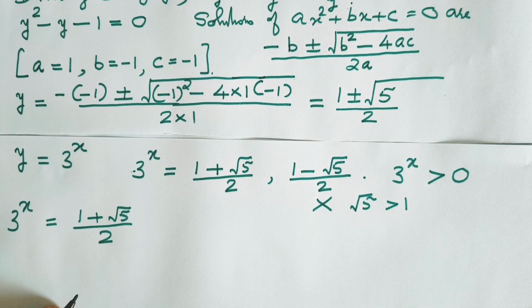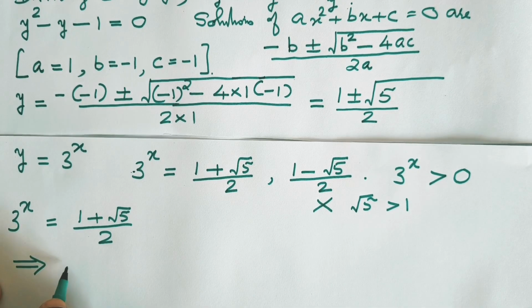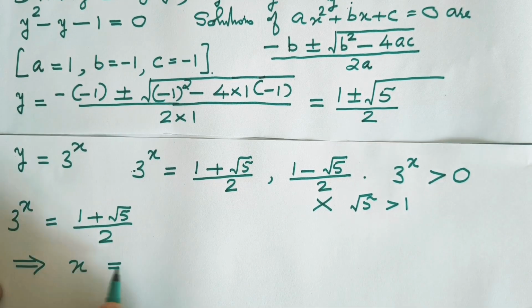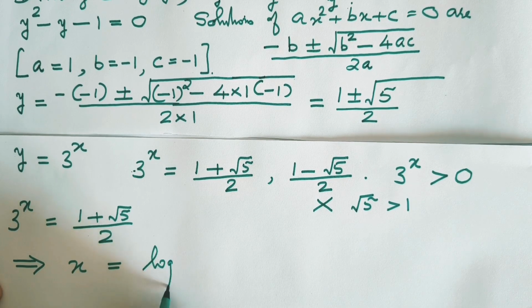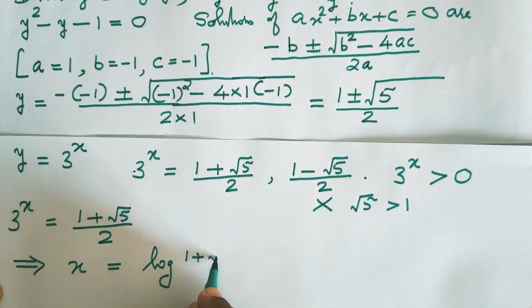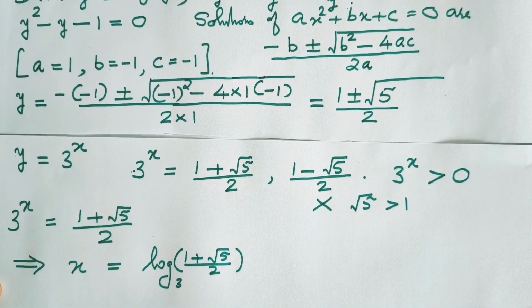Using the fundamental definition of logarithm. As you know, logarithm is the inverse operation of exponentiation. So x will be, when 3 is taken to the right side, it goes like this: log of (1 plus root 5) divided by 2 to the base 3. This is the value of x.